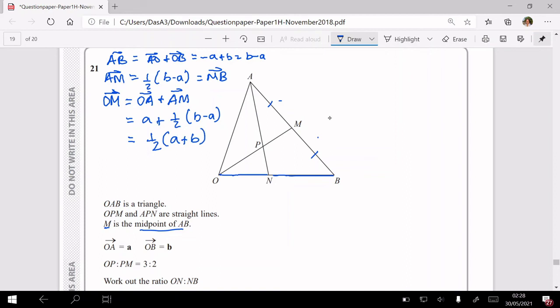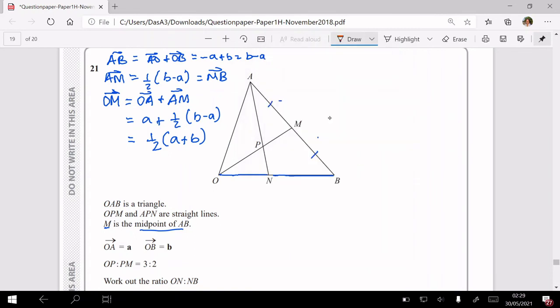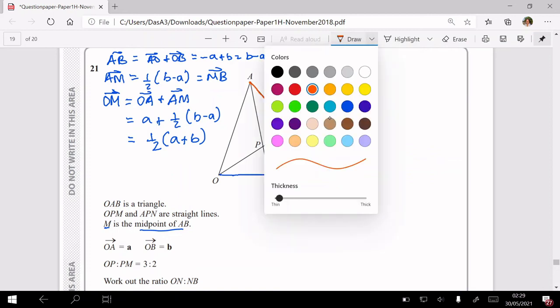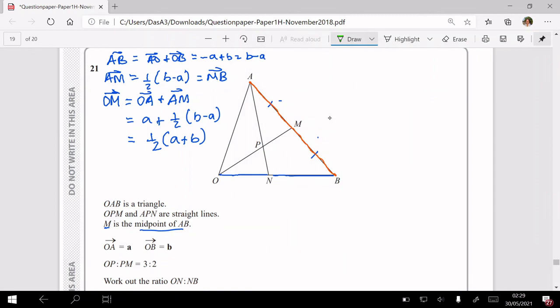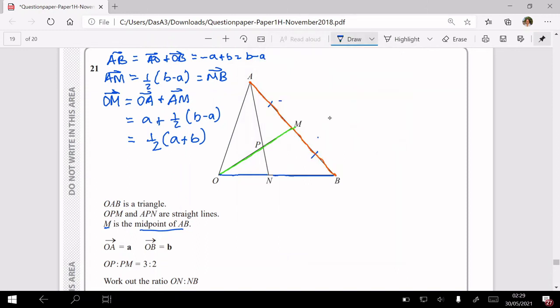So far what have we found? We have found what this is, and we have also just found what OM is. So our next aim is to figure out what OP is. But how can we figure that out? We want to figure out what OP and PM are, so we will use the ratio to do that.